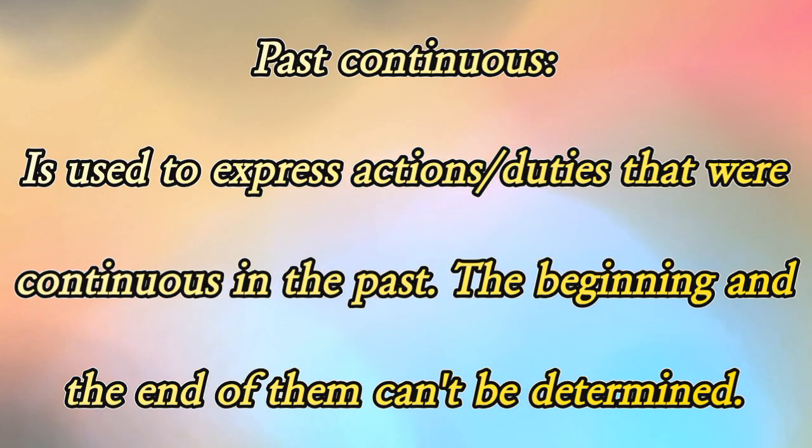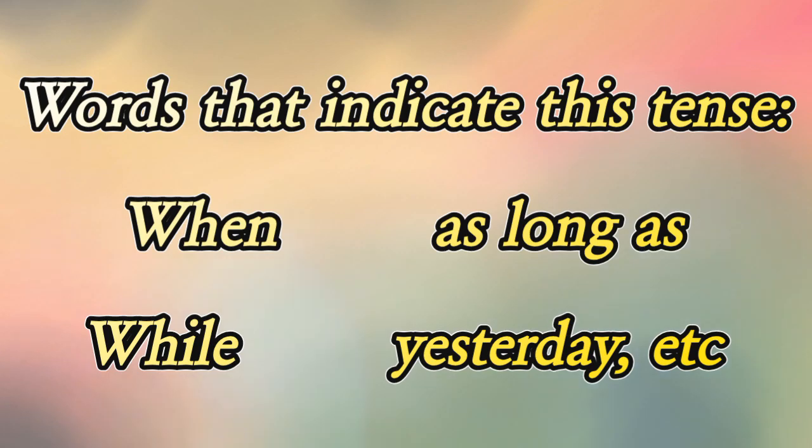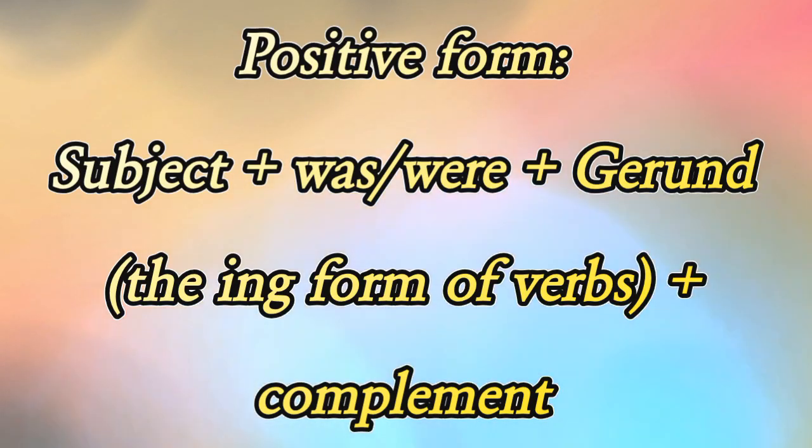Past continuous is used to express actions or duties that were continuous in the past. The beginning and the end of them can be determined. Words that indicate this tense: when, as long as, while, yesterday, etc. Positive form is subject plus was or were plus gerund, the ing form of the verbs, and then the complement.